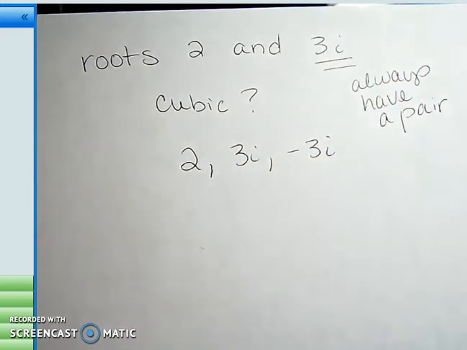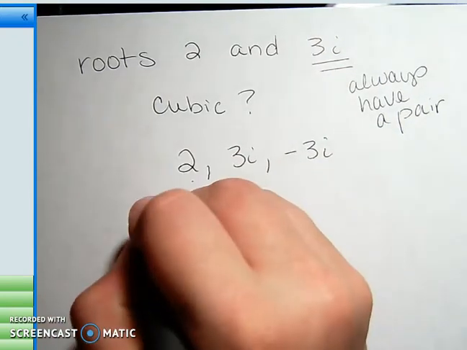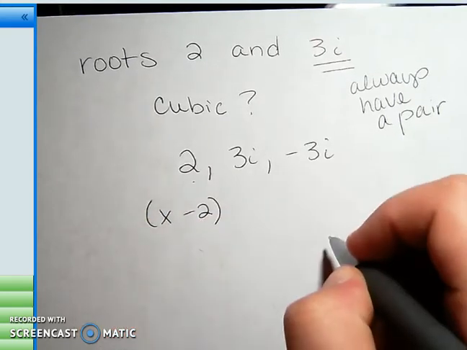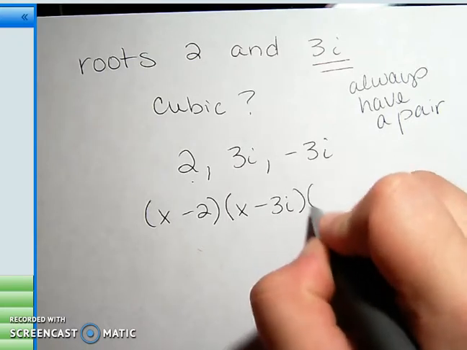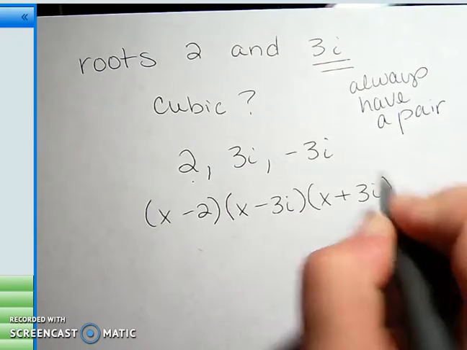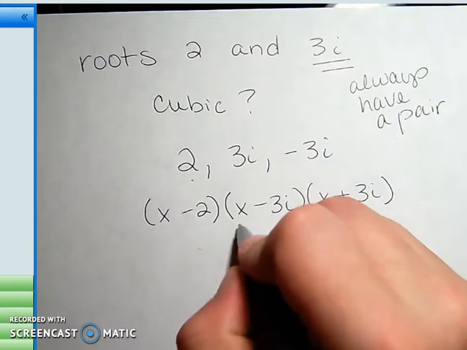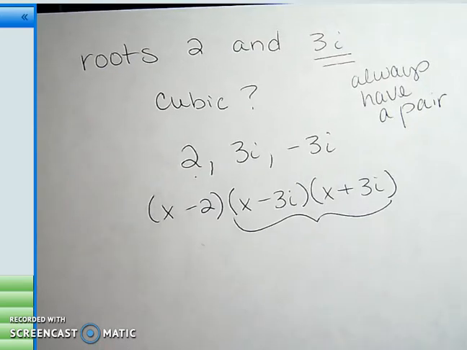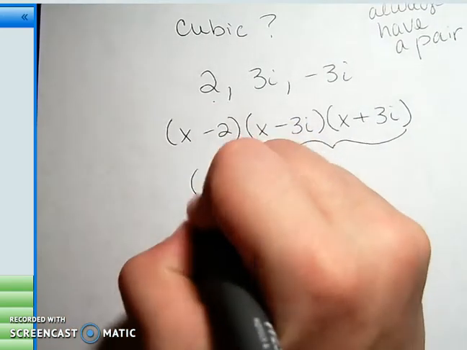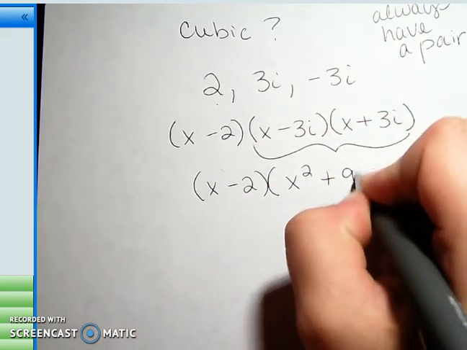We work backwards to solve this to create our equation, meaning if 2 is a solution, that means x minus 2 is a factor. If 3i is a solution, x minus 3i is a factor. And x plus 3i would be the factor of -3i. Then you use what we talked about at the very beginning and multiply this out. To make life easy, multiply the crazy parts together first, because the crazy parts end up canceling each other out. This becomes x minus 2 times x squared plus 9.